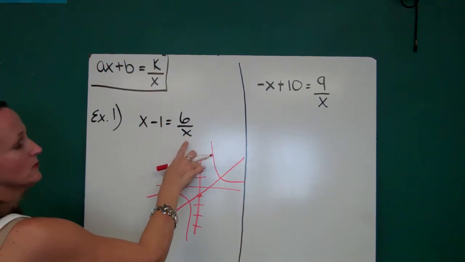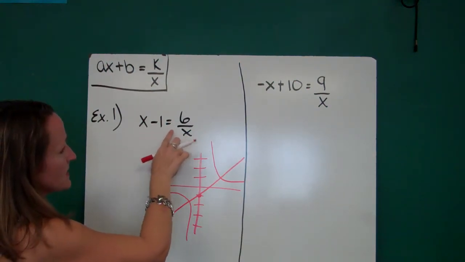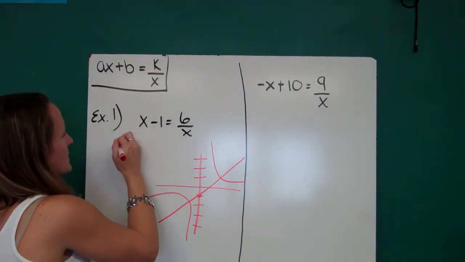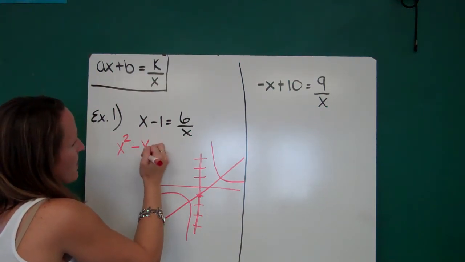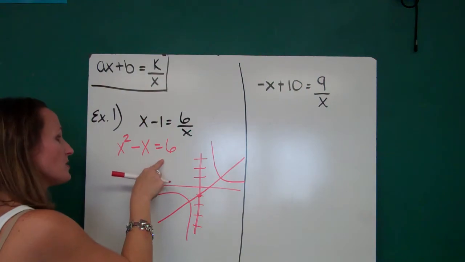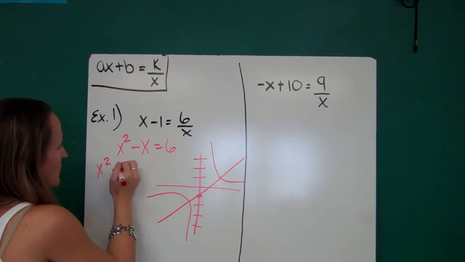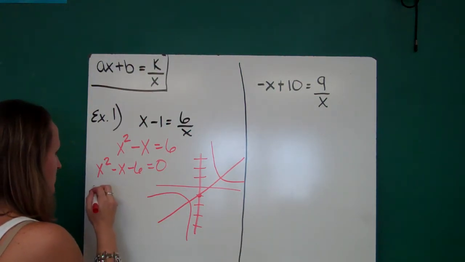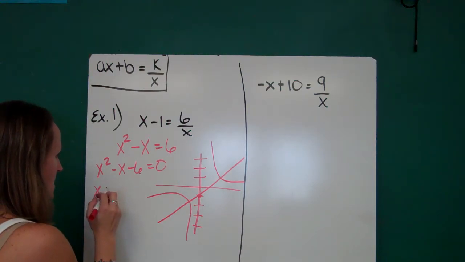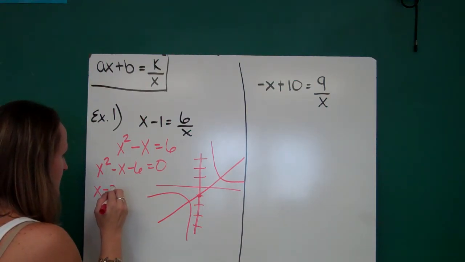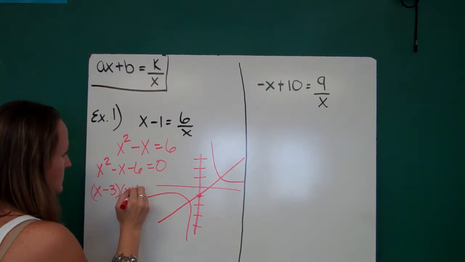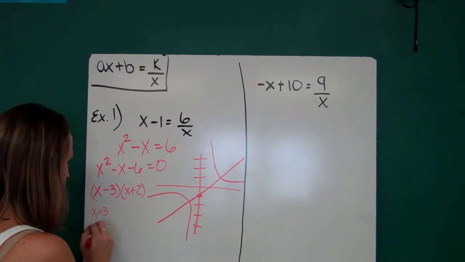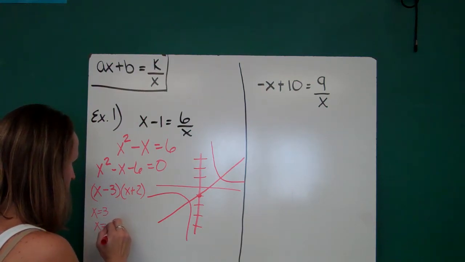Now, when I do this, I have to not only multiply x times x, but I have to multiply it times negative 1 as well. Our equation gets a little more complicated. So I'm going to get x squared minus x equals 6. I have to go ahead and bring the 6 over. So then I'm going to end up with a quadratic equation. Now this is something I can factor, and I'm going to get x minus 3 and x plus 2. So I'm going to learn that x can either equal 3 or x can equal -2.